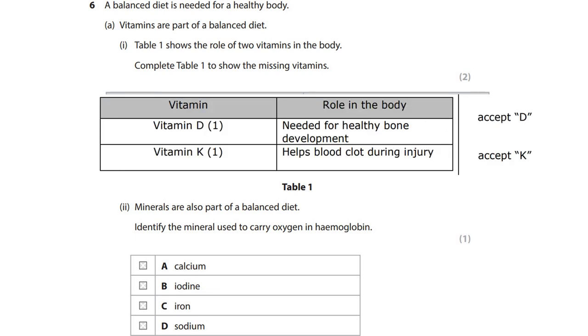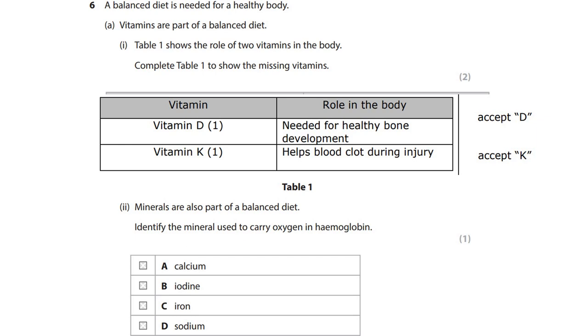So for healthy bone development, you need vitamin D, because without vitamin D, people can get a symptom called rickets, which is where they have bowed legs because their bones don't develop properly. So you need vitamin D for healthy bone development. And to help blood clotting during injury is vitamin K.